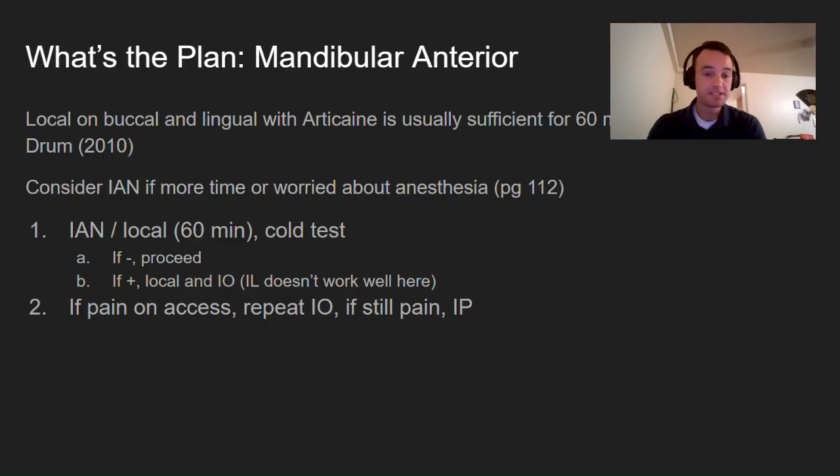So same process. Give your anesthesia. Do a cold test before you start. Consider an IO if you need it. Don't really recommend a PDL here, and I think it's because the bone's so dense, you just don't expect much of it to diffuse through.